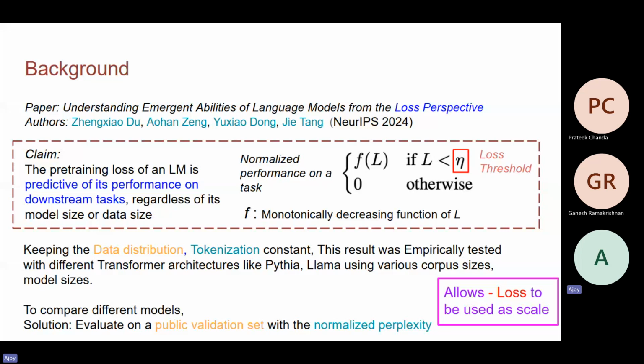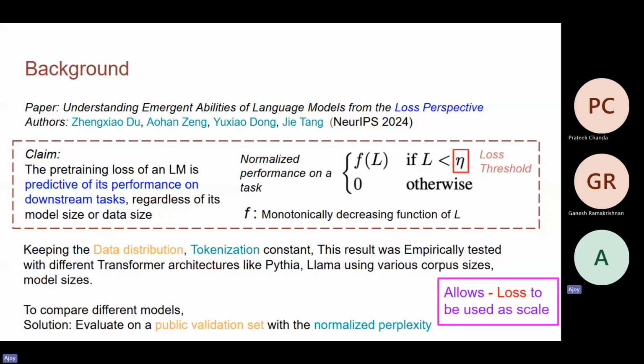There's a small background for the paper I'll present. This gives emergence from a loss perspective. Till now we saw emergence from N and D, which are model parameters and data tokens. This new paper says from a loss perspective that since loss is dependent on both N and D, we can formulate the scale parameter as loss. The normalized downstream task performance is only the trivial performance before some threshold. And when loss is less than a particular threshold, the performance becomes predictable in terms of the loss. This is regardless of the model size or the number of tokens.